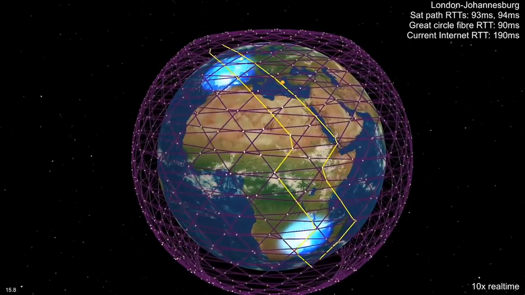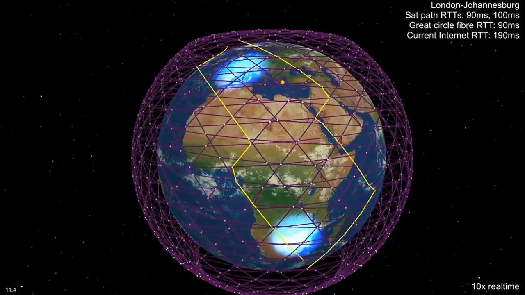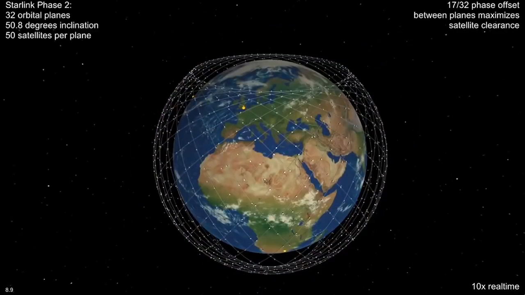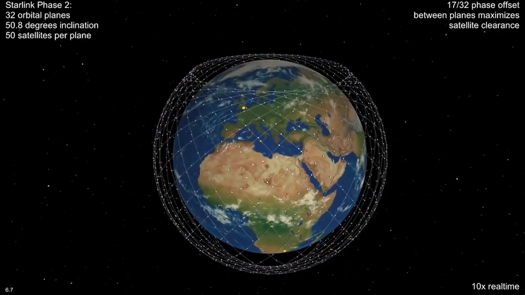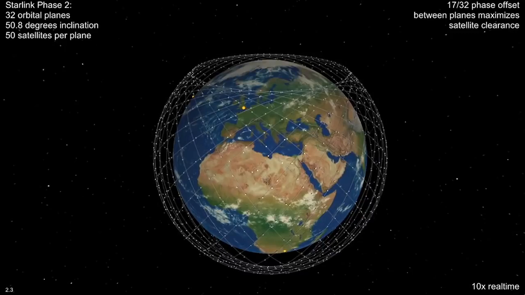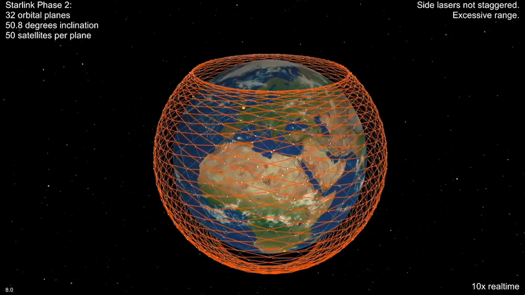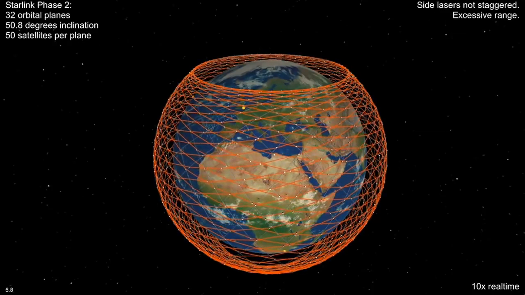What can we do to improve north-south connectivity? This is where Phase 2 of the constellation comes in. This adds another 1,600 satellites in 53.8-degree inclination orbits. They orbit slightly lower than the Phase 1 satellites, so travel slightly faster. How should we best use the side lasers?